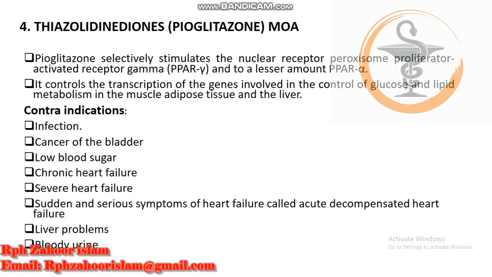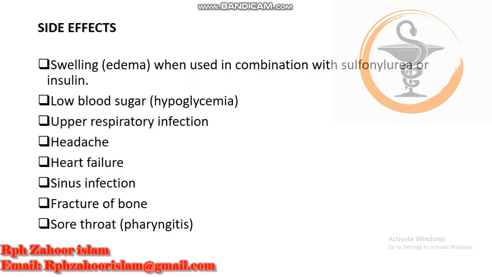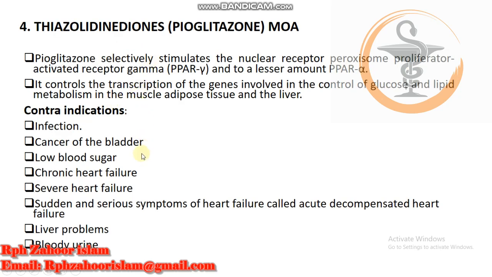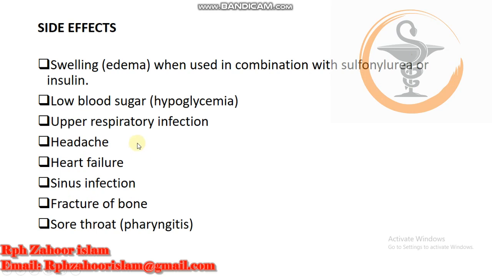As I was discussing the contraindications of thiazolidinediones (glitazones), they are contraindicated in infection, cancer of the bladder, low blood glucose, hypoglycemia, chronic heart failure, severe heart failure, sudden and serious symptoms of heart failure, acute decompensated heart failure, liver problems, and bloody urine. So this drug is contraindicated in these conditions. These are the side effects reported after administration of glitazones.